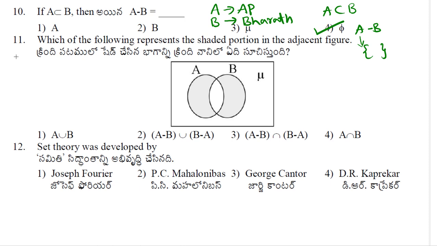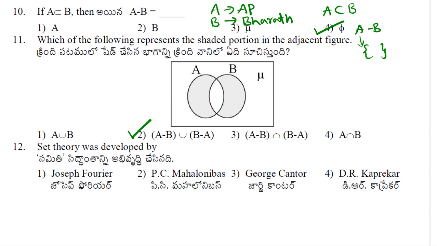11th problem. Which of the following represents the shaded portion in the adjacent figure? If you observe here, this is the shaded part. We know that this part is A minus B and this part is B minus A. So we need to consider both. That means A minus B union B minus A. So option 2 is correct.